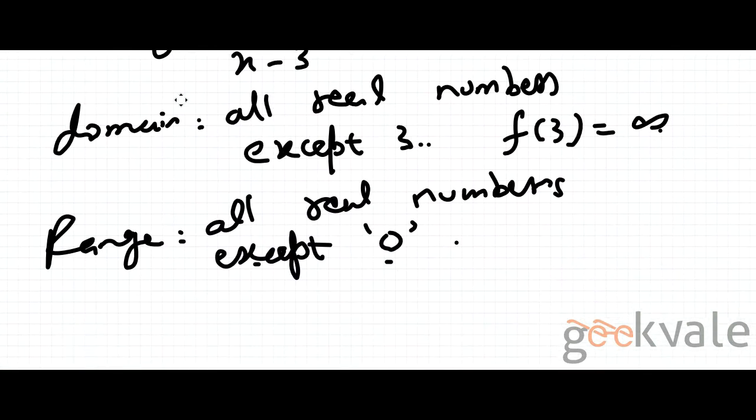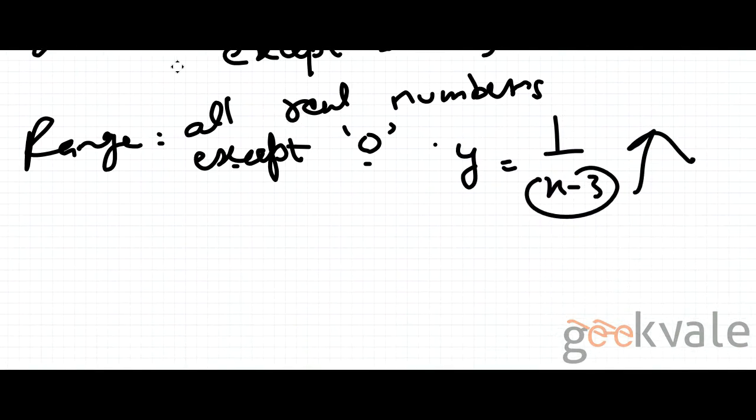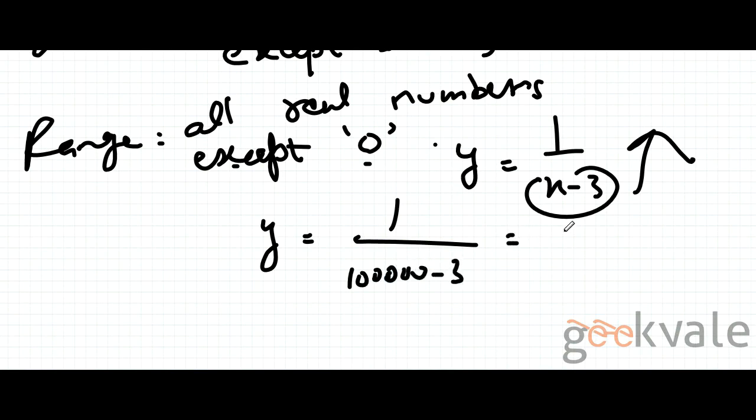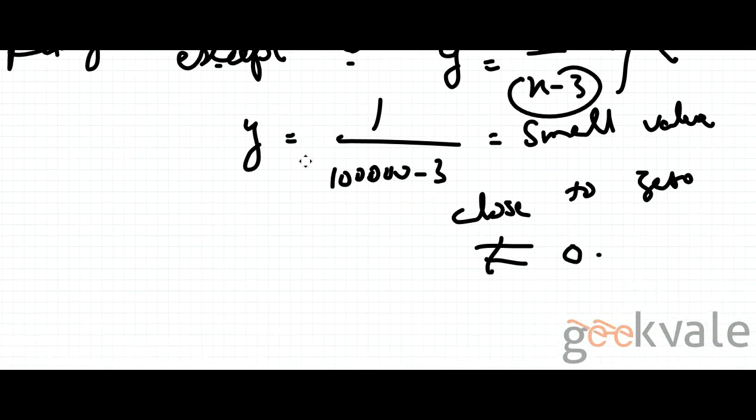Now why 0? Because if we check the function for different inputs, like 1 over x take away 3, as the value of x increases, the denominator also increases. For example, if I input x equals 100,000, this will result in something very big in the denominator, and the whole value will be something really small. It will go to a very small value that will be very close to 0 but not exactly equal to 0. So we will get every output except 0.